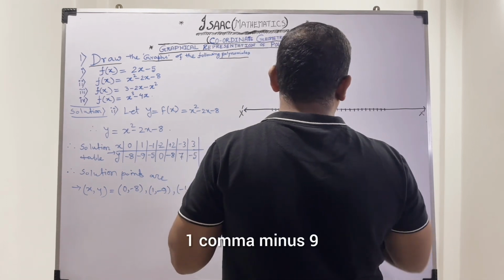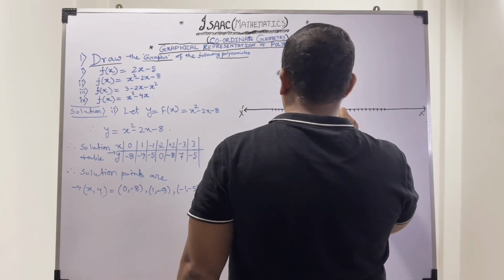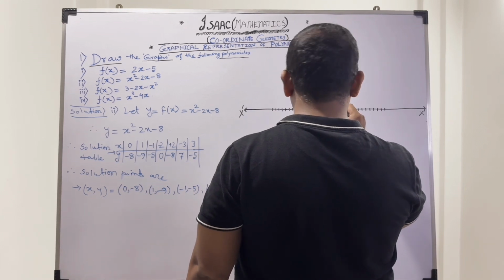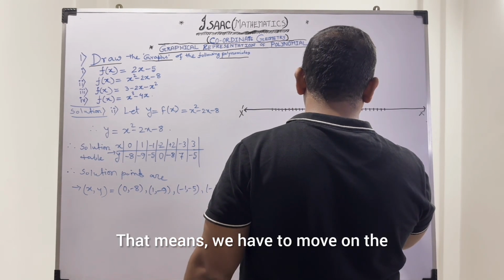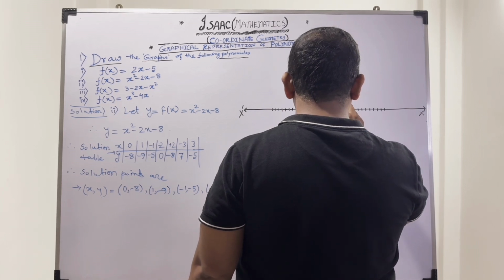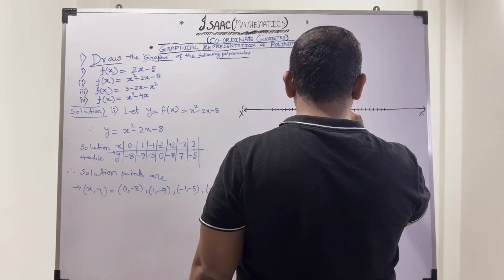1 comma minus 9. Abscissa is positive, right hand side of y axis, 1 minus 9. Ordinate is negative. That means we have to move below x axis.